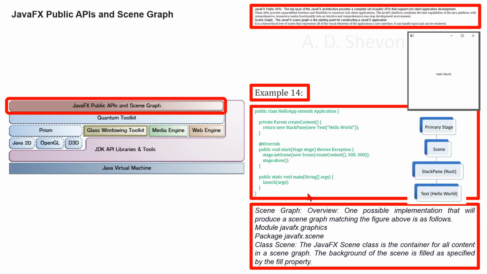Now we are considering the overview of the scene graph. One possible implementation will produce a scene graph matching the figure above as follows. Class Scene in package javafx.scene. The JavaFX Scene class is a container for all content in a scene graph. The background of all scenes is filled as specified by the fill property.